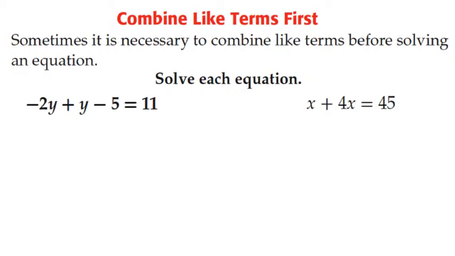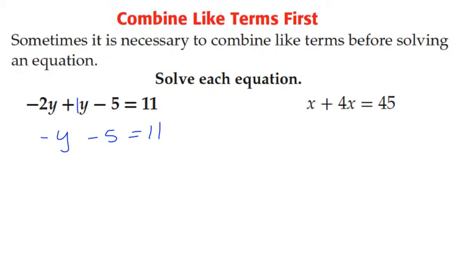All right, sometimes we have to combine some like terms before we do our two-step process. So here's a couple of examples of that. So in this equation, we have two y terms, and then we have some constants. So we need to get the like terms together. So first of all, negative 2y plus y, we have to figure out how many y's we get. And this is like negative 2y plus 1y. When there's no number, it's like having a 1 in front. So this would give us a negative y minus 5 equals 11.